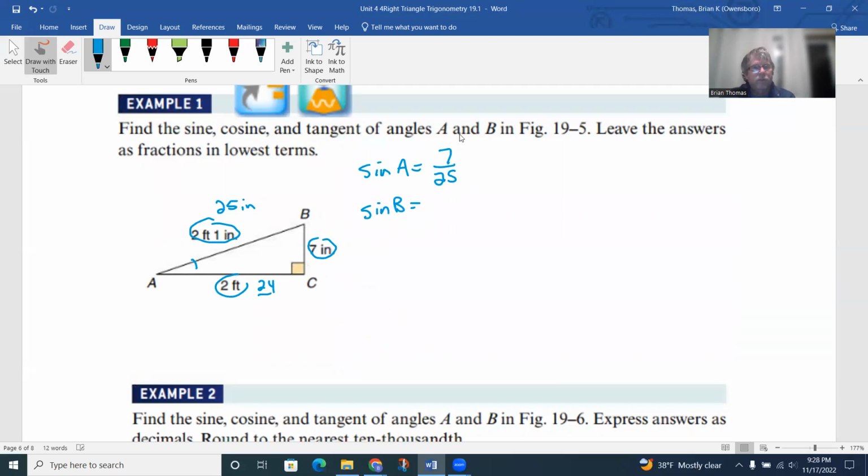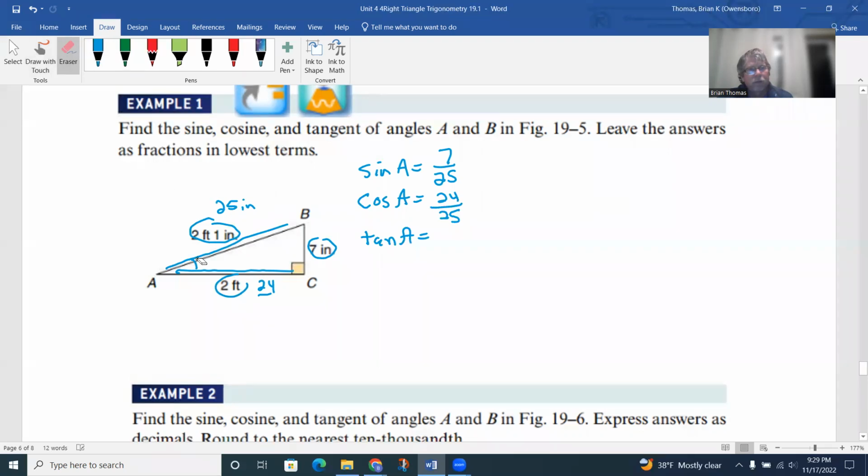Sorry, back up here. Let's stay with the same angle. So the cosine of A is going to be the adjacent, which is the AC, over the hypotenuse, which is 25. So that's going to be 24 over 25. The tangent of A is going to be the opposite over the adjacent.